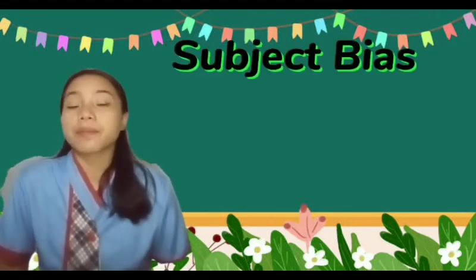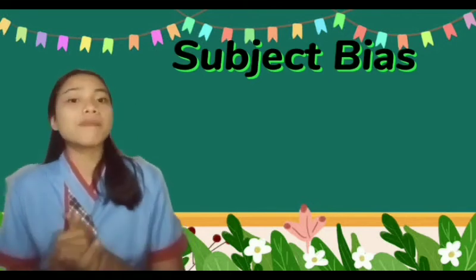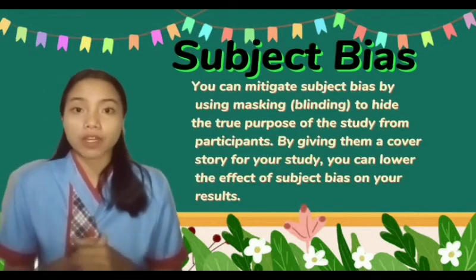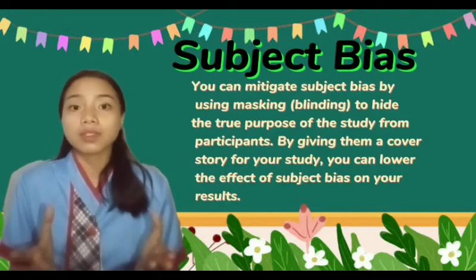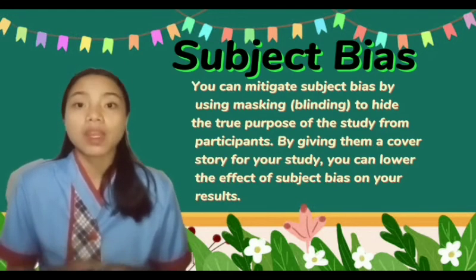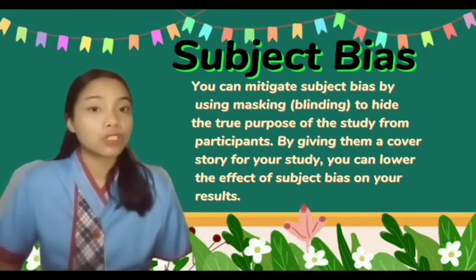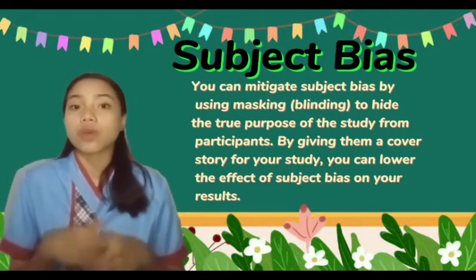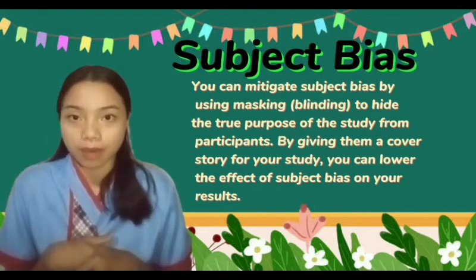The third threat is called subject bias. When participants hold expectations about the study, their behaviors and responses are sometimes influenced by their own biases. This can threaten your construct validity because you may not be able to accurately measure what you are interested in.